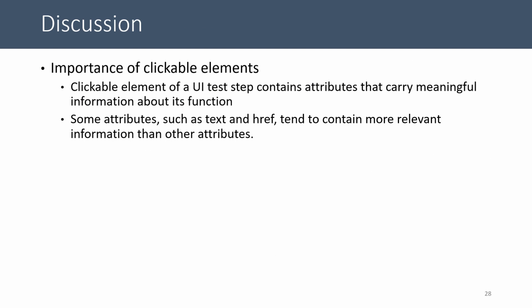First is the importance of clickable elements. The success of the supervised approach reveals that the clickable element of a UI test step contains attributes that carry meaningful information about its function. Some attributes, such as text and href, tend to contain more relevant information than other attributes. This is evident by the high average precision, recall, and F1 score that the supervised approach achieves.